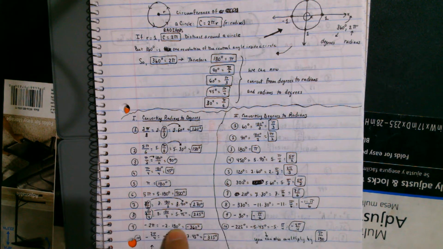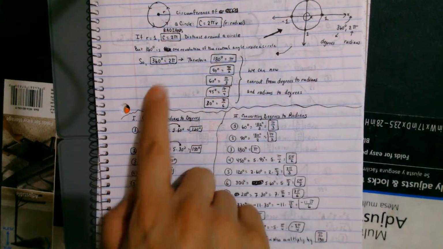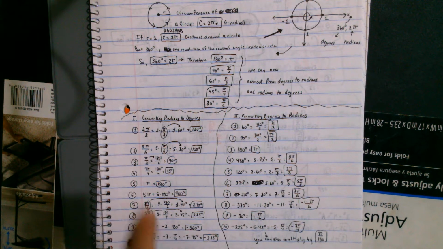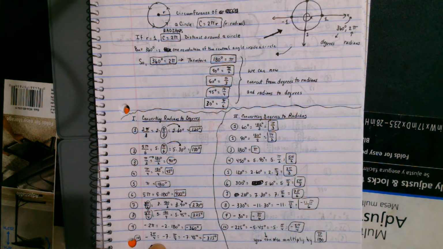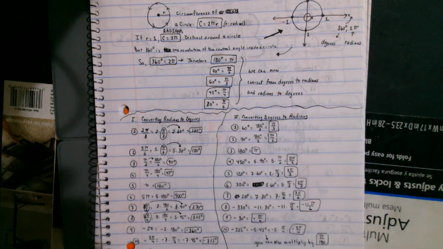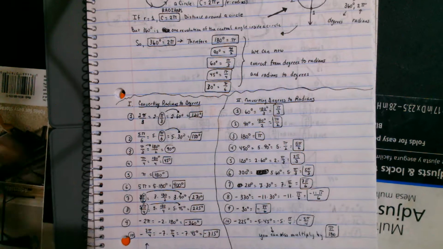Negative 2 pi will be negative 2 times 180, or negative 360. This works for negatives and positives. Doesn't matter what direction. Again, negative because you go in the clockwise direction. Negative 7 pi over 4: pi over 4 is 45, times negative 7 is negative 315. So there's also another way you could look at this, if you wanted to.